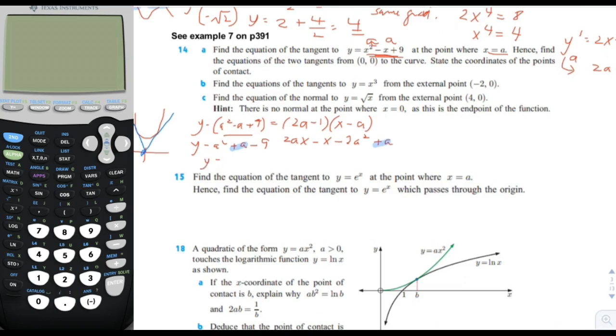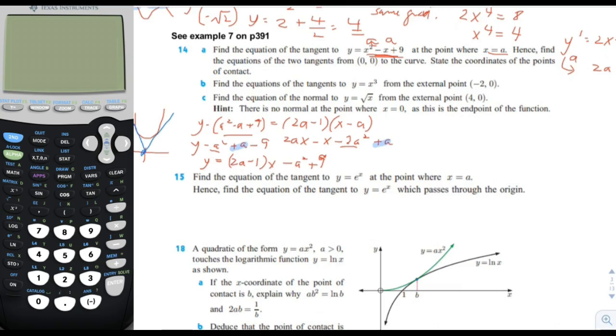So we put y equals 2a minus 1 x. Let's say we have 2a squared here, and we have negative 2a squared here, and minus a squared here, so we can add a squared to both sides, and we get negative a squared plus 9. Okay, so that's our simplified equation for the line of the tangent.